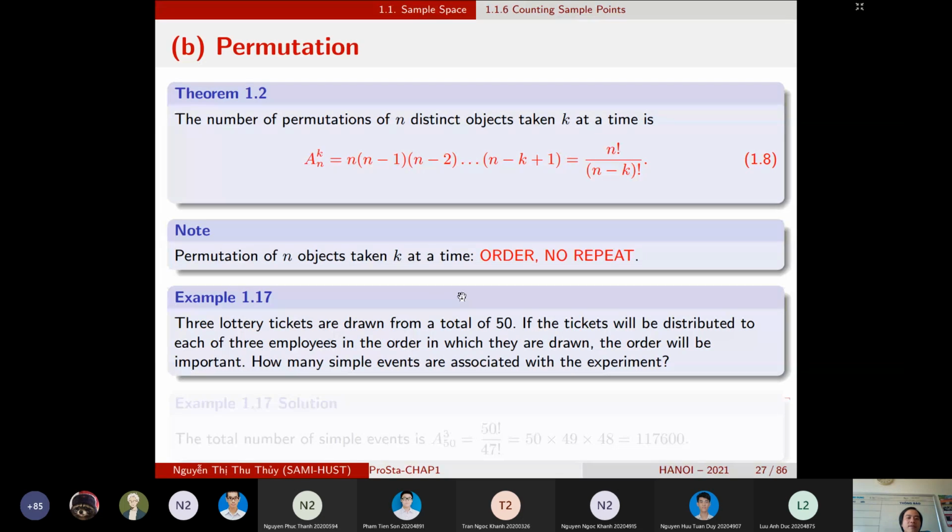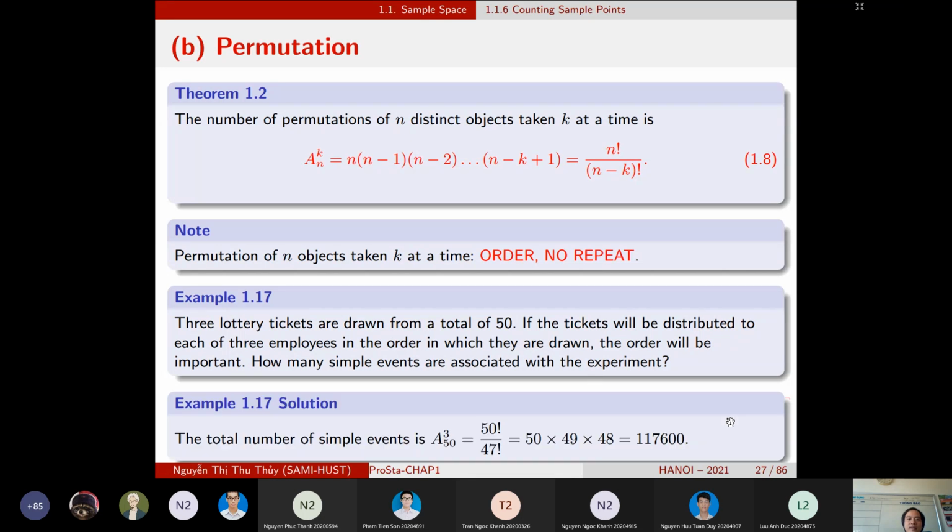Okay, for example, they have 50 lottery tickets, and we choose randomly 3 tickets. Then we distribute the 3 tickets to 3 employees in the order. Okay, how many ways to do that? And the total number of possibilities is k permutation of n, three permutation of 50. Okay, so it equals 50 factorial over 47 factorial, and we have this number 117,600.